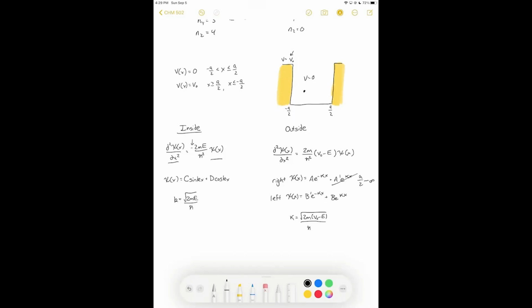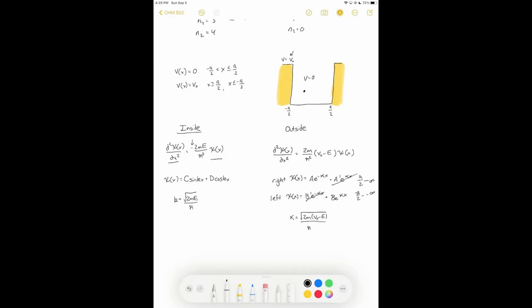And the same will be true for the left side. So on the left side, e to the minus kappa x as we go from negative a over 2 to negative infinity will get infinitely large. So we cancel that out as well. And then we have another exponential decay. So our solutions then have trigonometric functions on the inside of the box and exponential decays on the outside of the box.